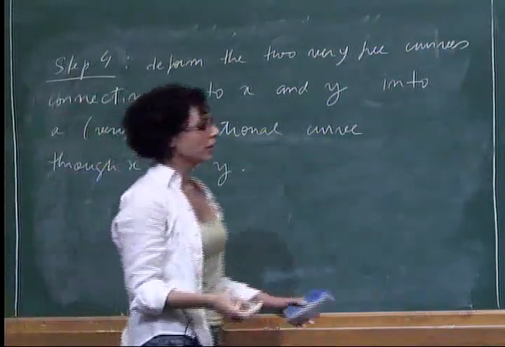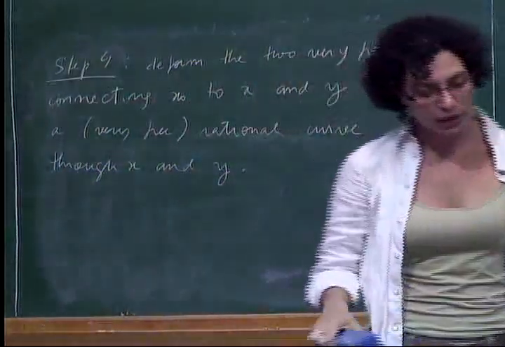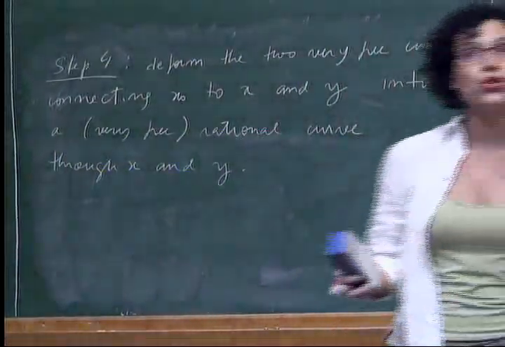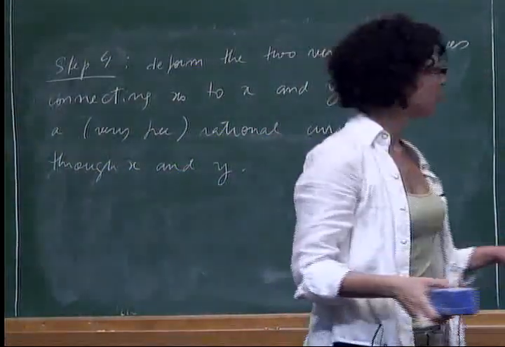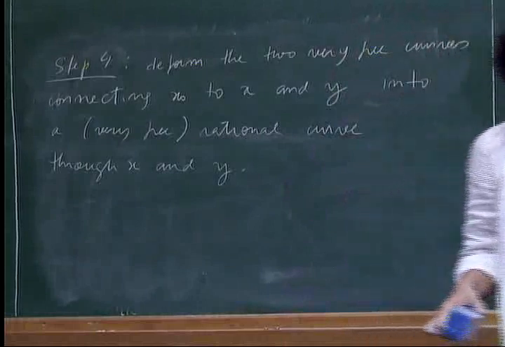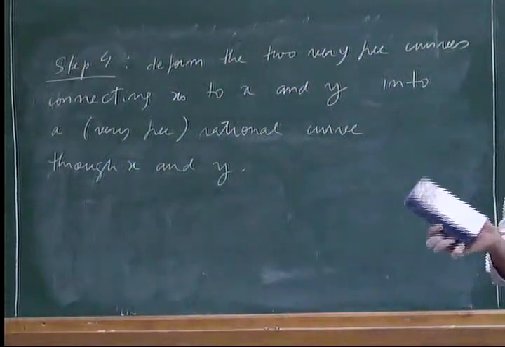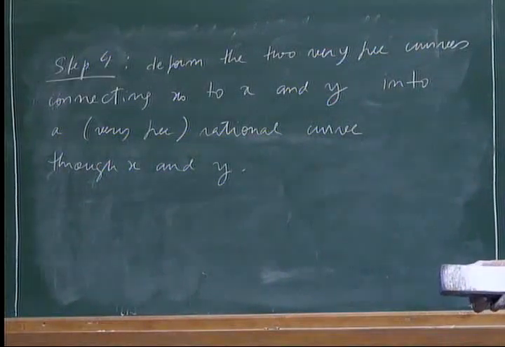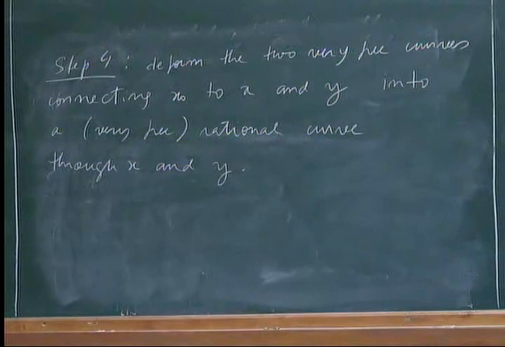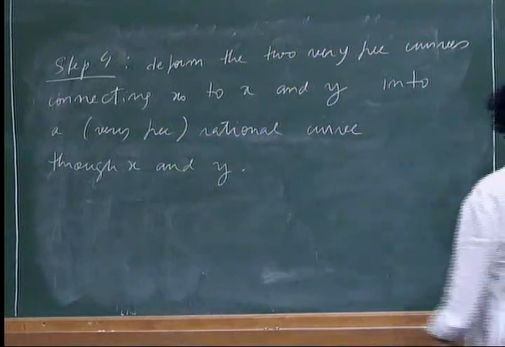So we proved more than the second condition. The second condition just said that through any 2 points there is a rational curve. We actually show that once you start with one very free curve, given any 2 points, you can connect them by a very free rational curve. And now, let me just sketch the proof of the last implication.